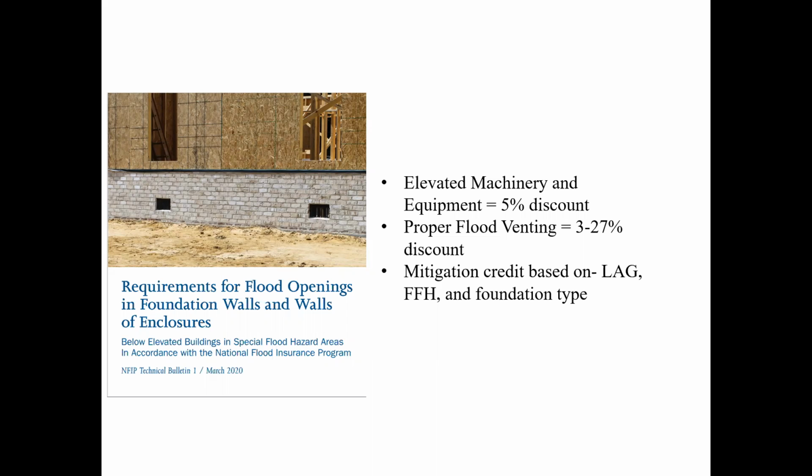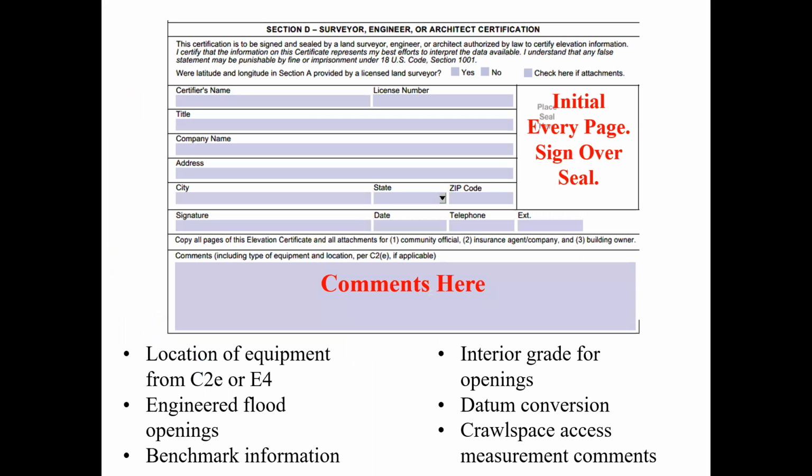And then there's a mitigation credit that's based on lowest adjacent grade, first floor height, foundation type, and I think structure type, like whether it's masonry like CMU, or if it's a stick-built structure, how many stories you have. There's just so many factors that go into these things to calculate a premium. But these are some discounts. There's still a lot of the other newly mapped discounts and other types of discounts that are available. So if you are unfamiliar with that, you should at least browse the flood insurance manual.